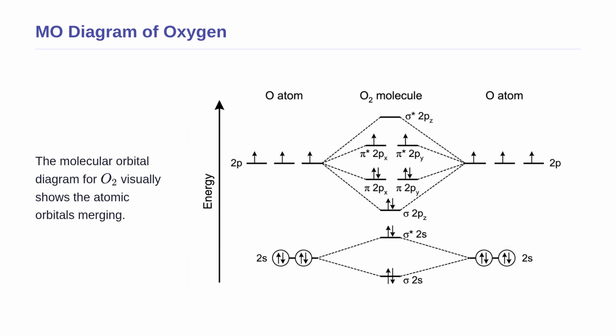We filled the center orbitals from the bottom up. Look closely at the top occupied level, the HOMO. You can clearly see the two unpaired electrons sitting in the anti-bonding pi star orbitals. This visual perfectly explains why oxygen gas is magnetic in real life.